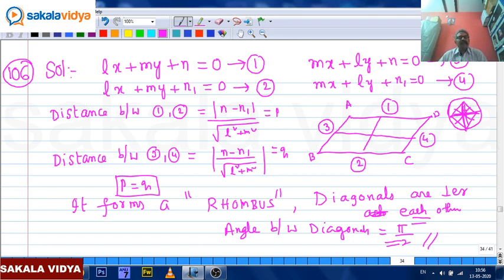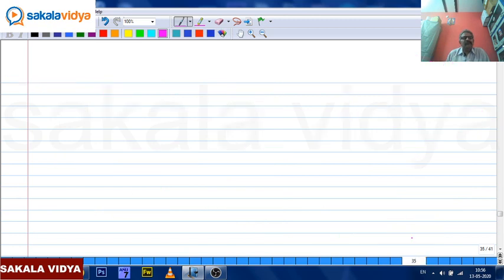Why is it not a square? See, you check it, the slope of the first line is minus L by M, the slope of the third line is minus M by L, the product cannot be equal to minus 1. So, they are not perpendicular. So, it is not a square. One not 7.